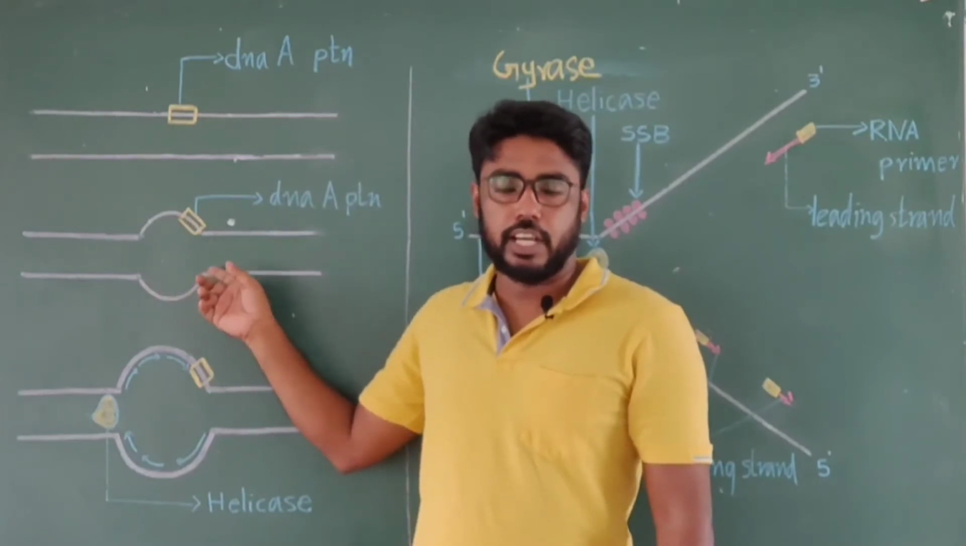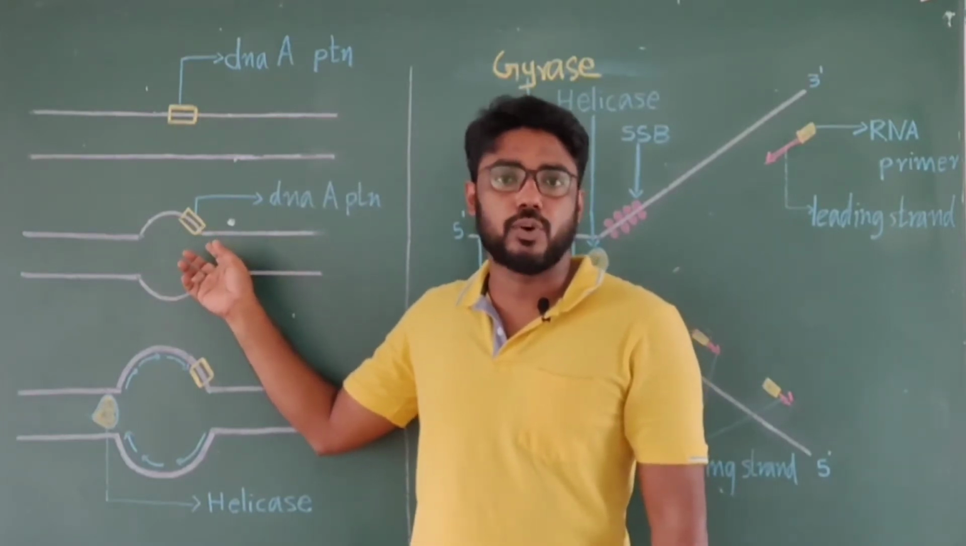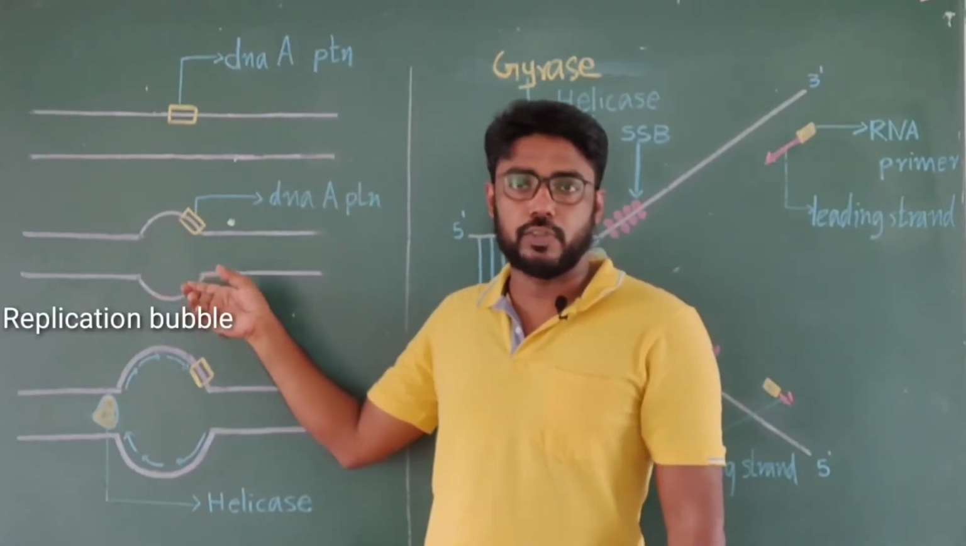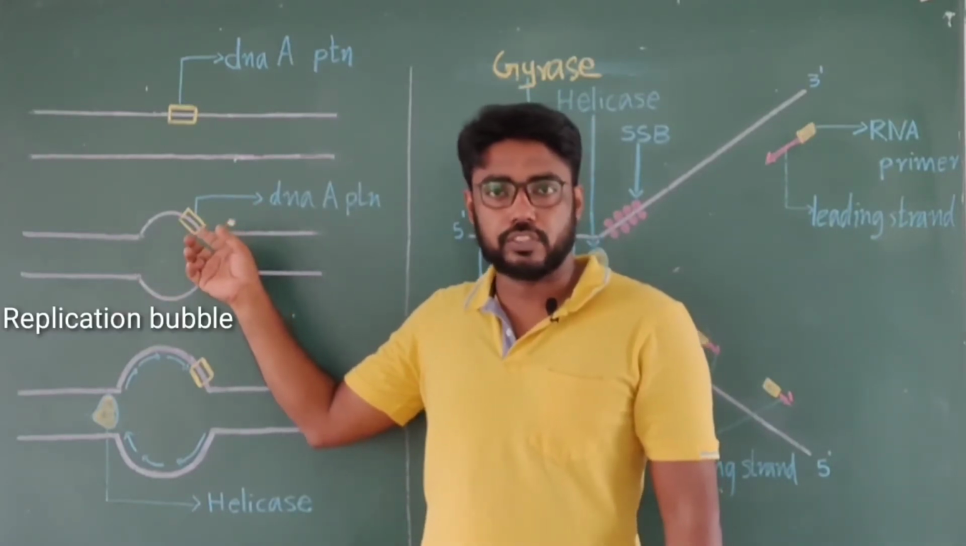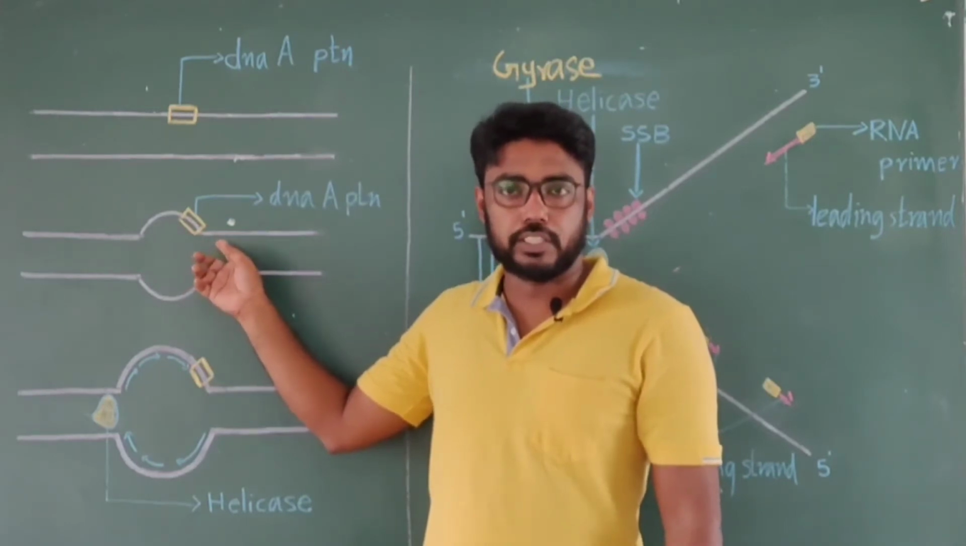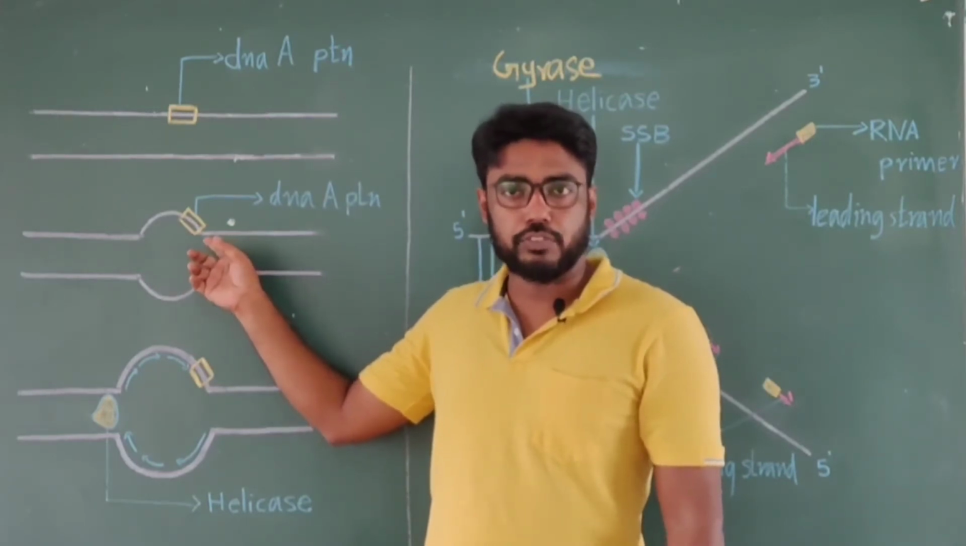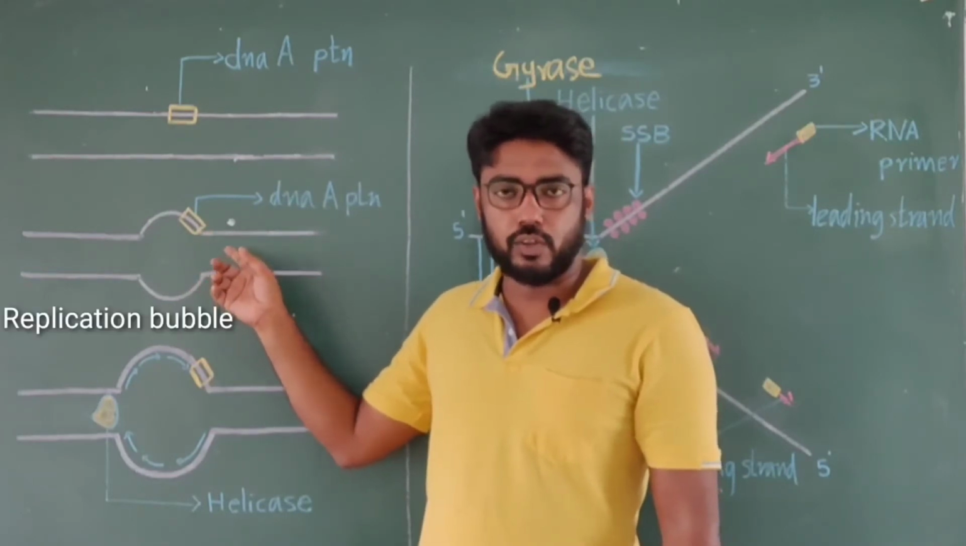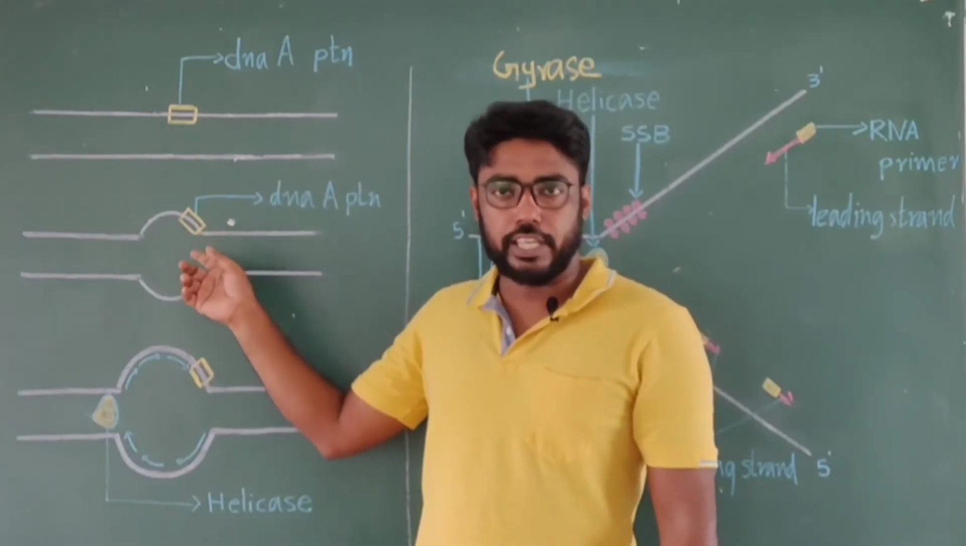This melting forms a special structure that is called the replication bubble. The replication bubble is formed here by the melting that is caused by the protein DnaA.